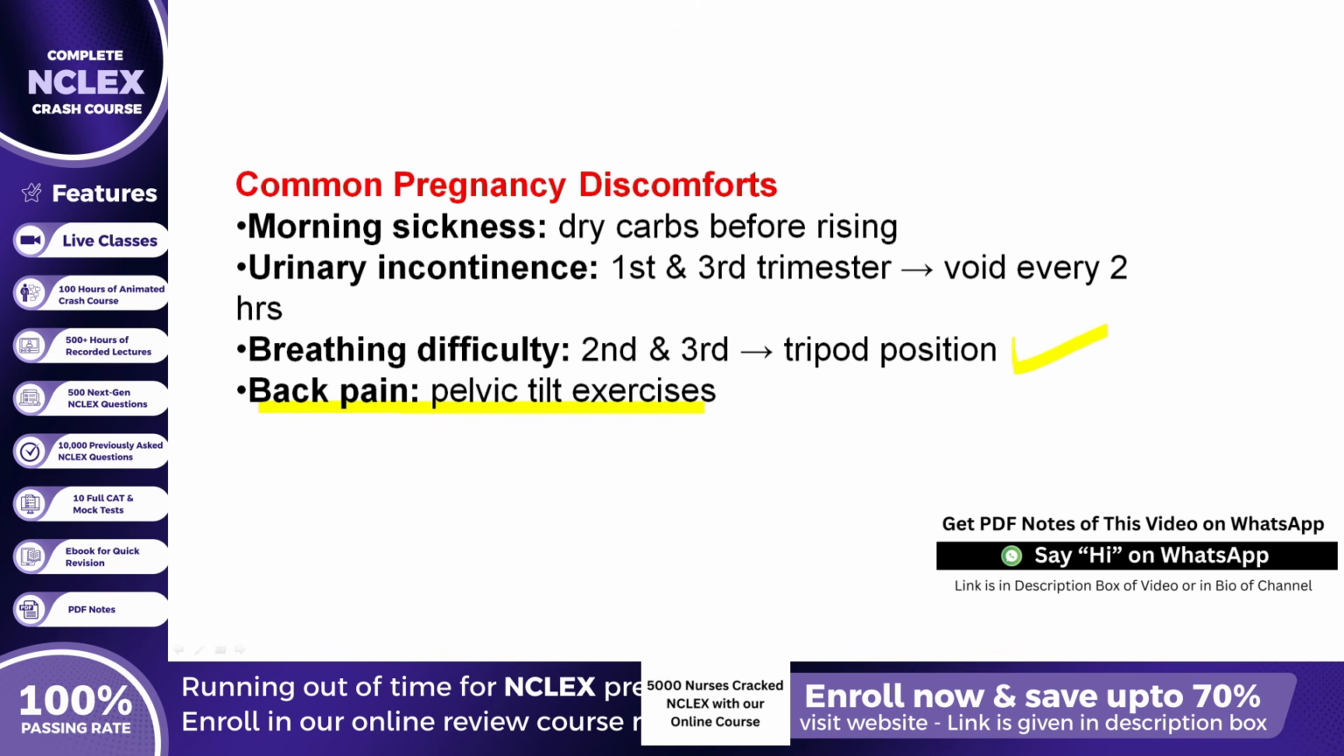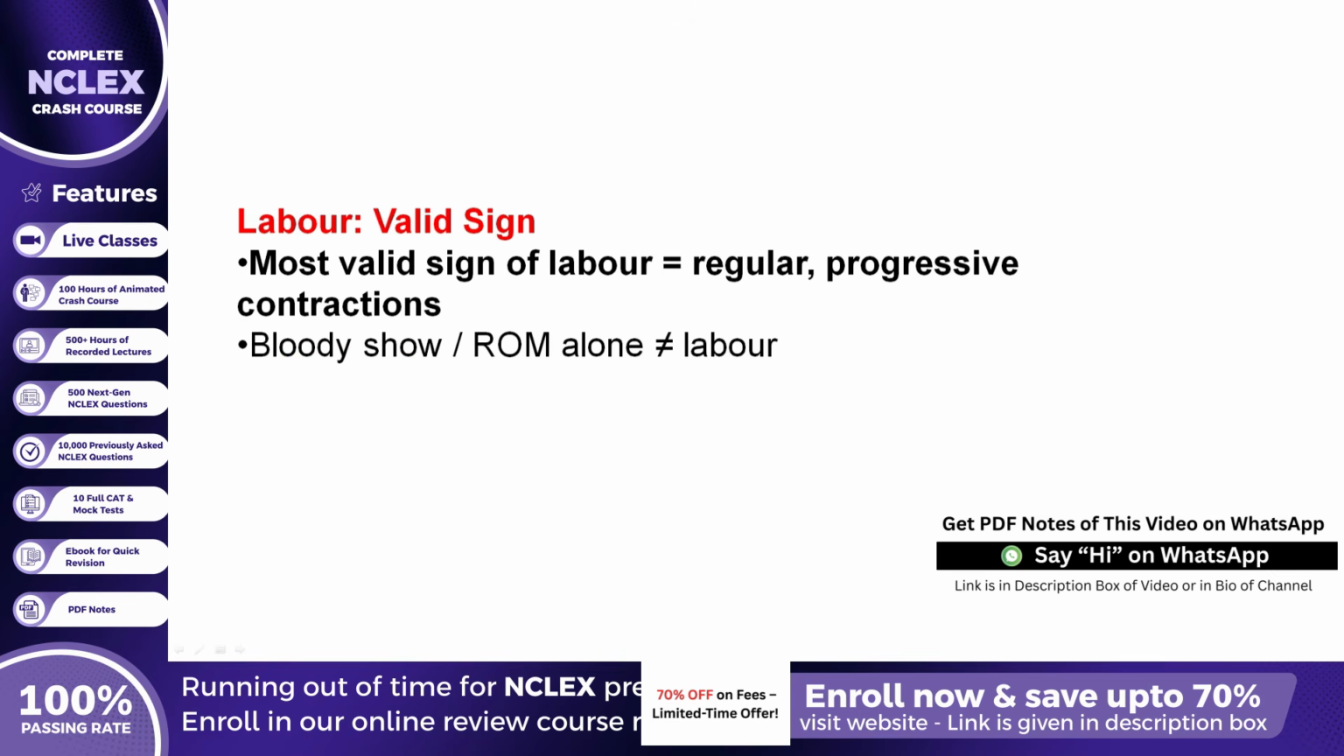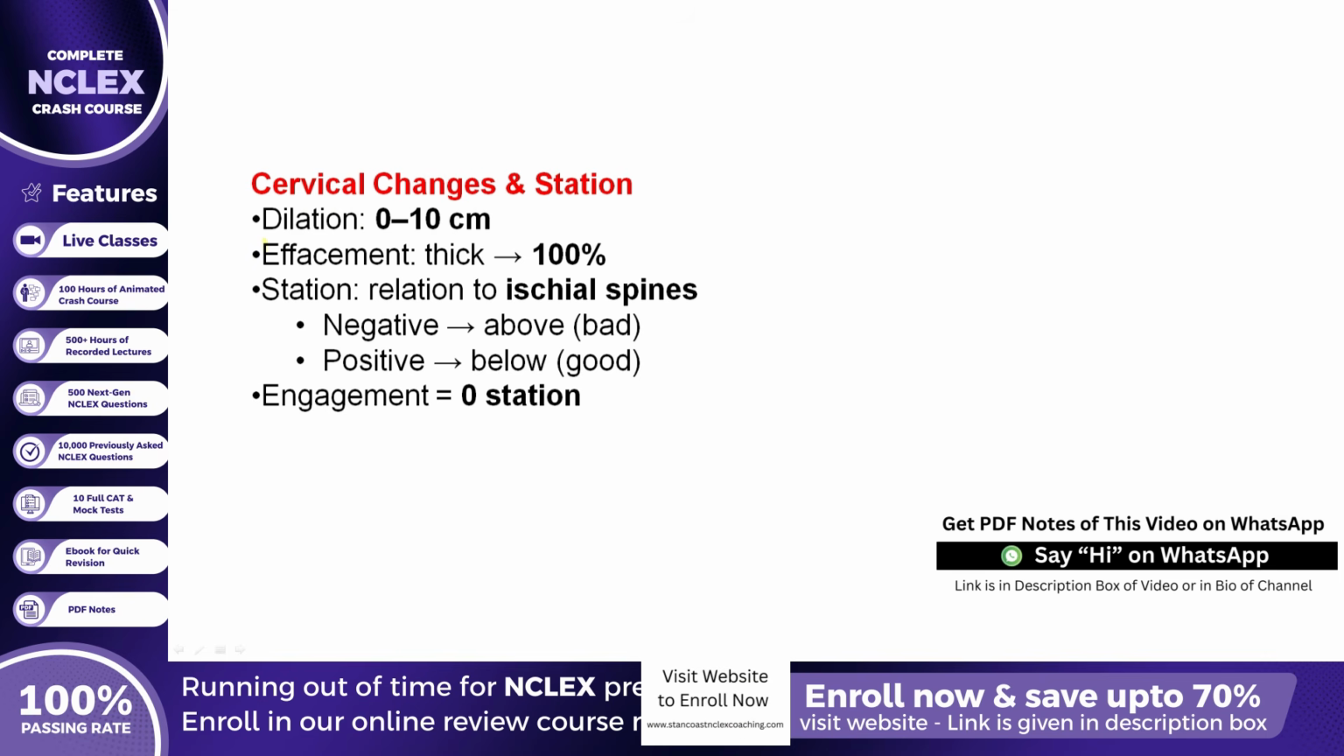As we move into cervical changes in station, dilation progresses from 0 to 10 centimeters, and this measurement tells us how open the cervix is becoming. Effacement changes from thick to 100%, showing us how thin the cervix has become.